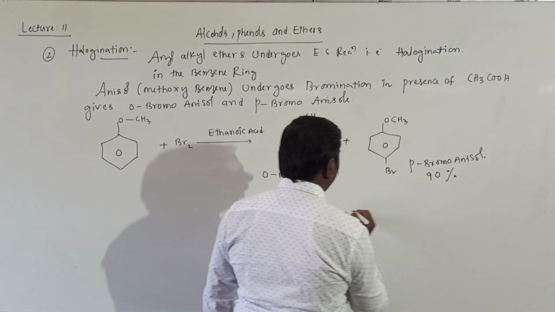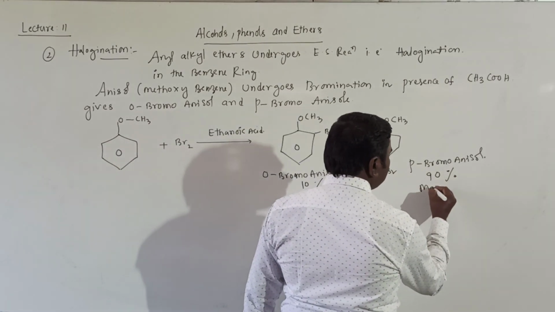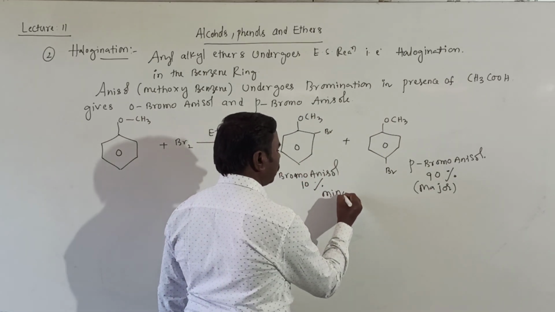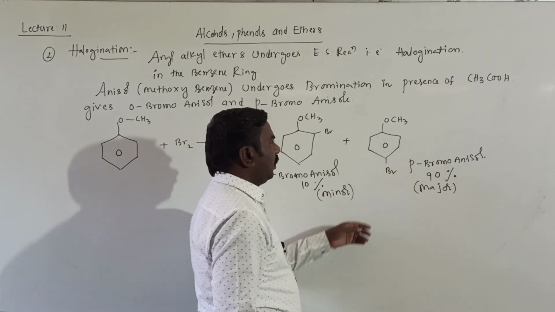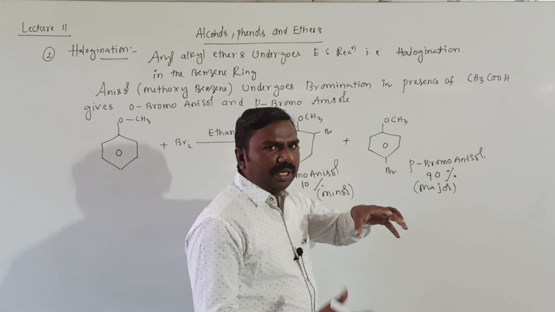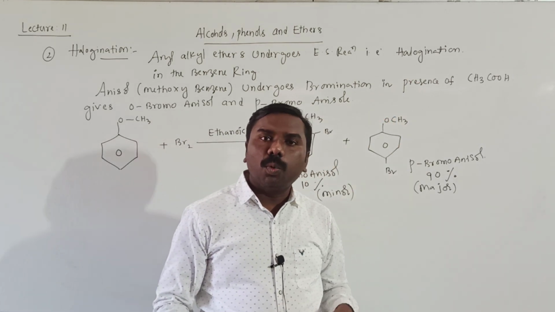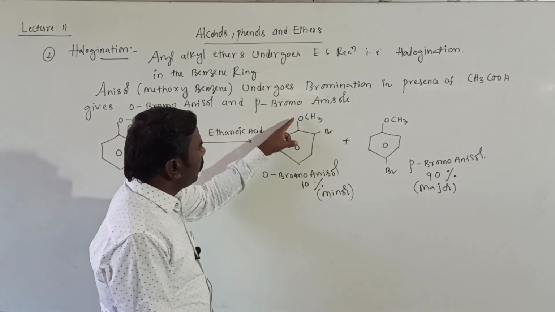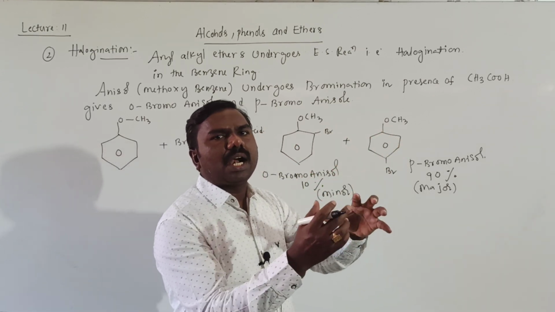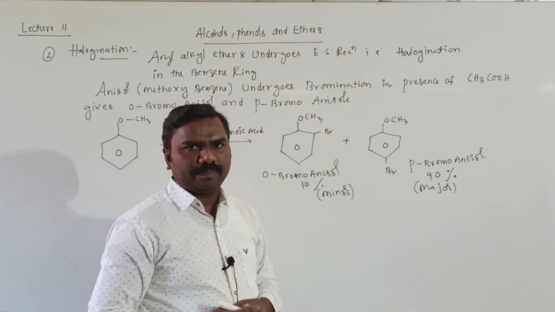Para is 90%, ortho is only 10%. 90% means major product, the other is the minor product. Because para is more stable: OCH3 and Br are opposite to each other, more distance, less repulsion, more stable. But in ortho these groups are very close to each other, more repulsion, and that leads to less stability, only 10%.